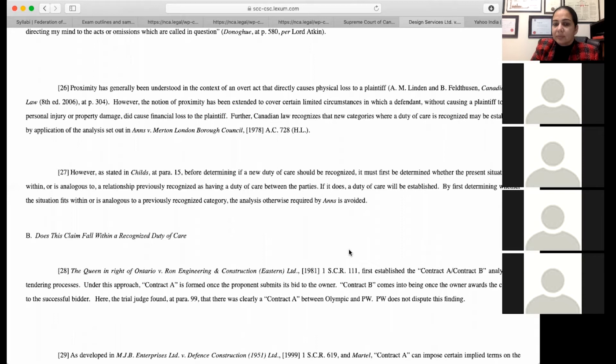Further, Canadian law recognizes that new categories where a duty of care is recognized may be established by application of the analysis set out in Anns v. Merton London Borough Council. Period.